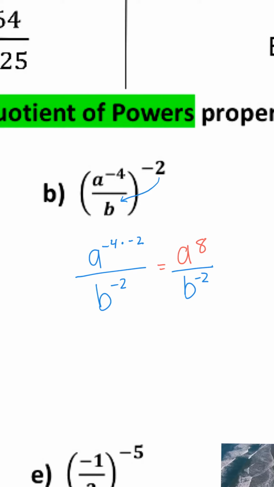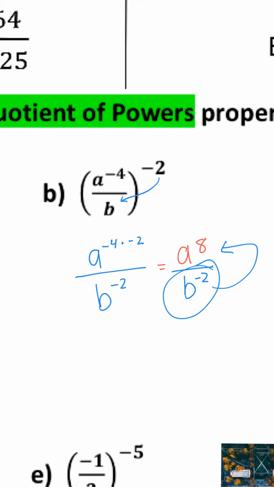except it's not where it belongs. So I need to take this and I need to move it up here and make the exponent positive. So my answer is a to the 8th times b squared. And that right there is the answer.